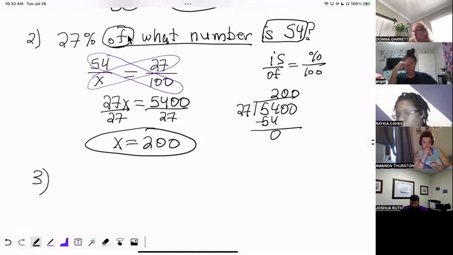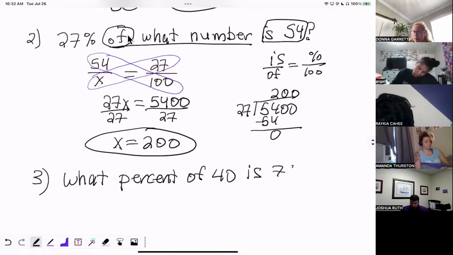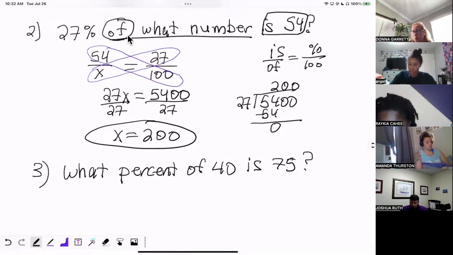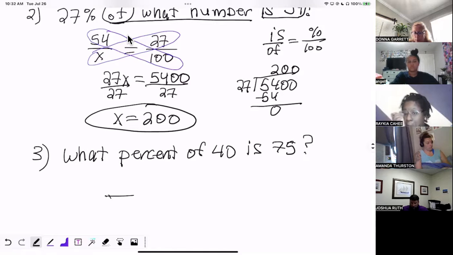Three. What percent of 40 is 75? Now, be careful. I know the 40 is smaller, right? And the 75 is bigger, but which one's your part and which one's your whole? What percent of 40 is 75? So the of is 40 and the is 75. This is actually going to be over 100.